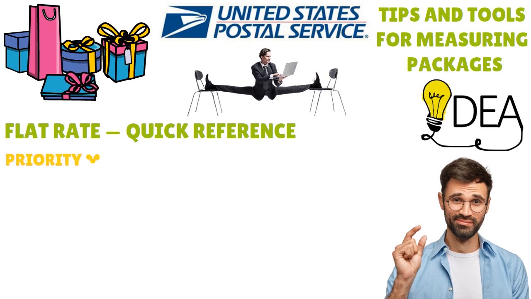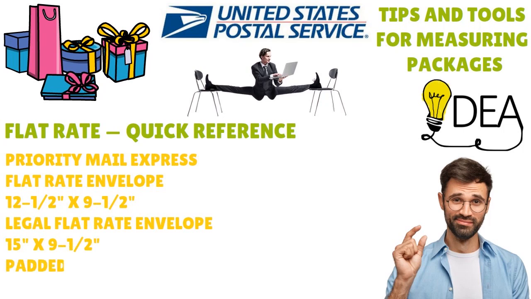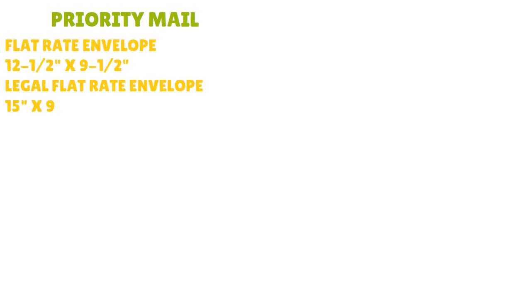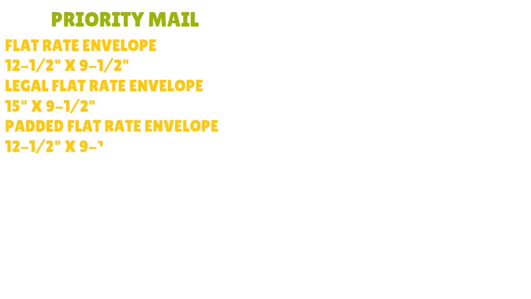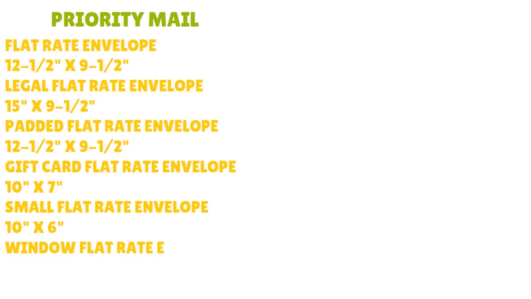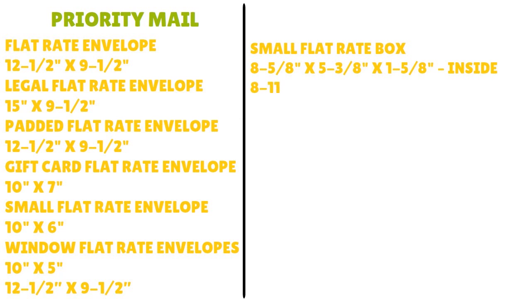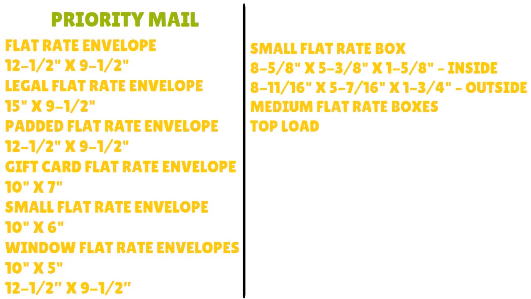So for the flat rate envelope, here you have the dimensions, the legal flat rate envelope dimensions, and the padded flat rate envelope. Next you have Priority Mail, where you have more choices, if you will. I'm showing you on the screen what you have: flat rate envelopes, legal flat rate envelope, padded flat rate envelope, gift card flat rate envelope, small flat rate envelope, window flat rate envelopes, small flat rate box, medium flat rate boxes, and large flat rate boxes. That's pretty good from a flexibility point of view.